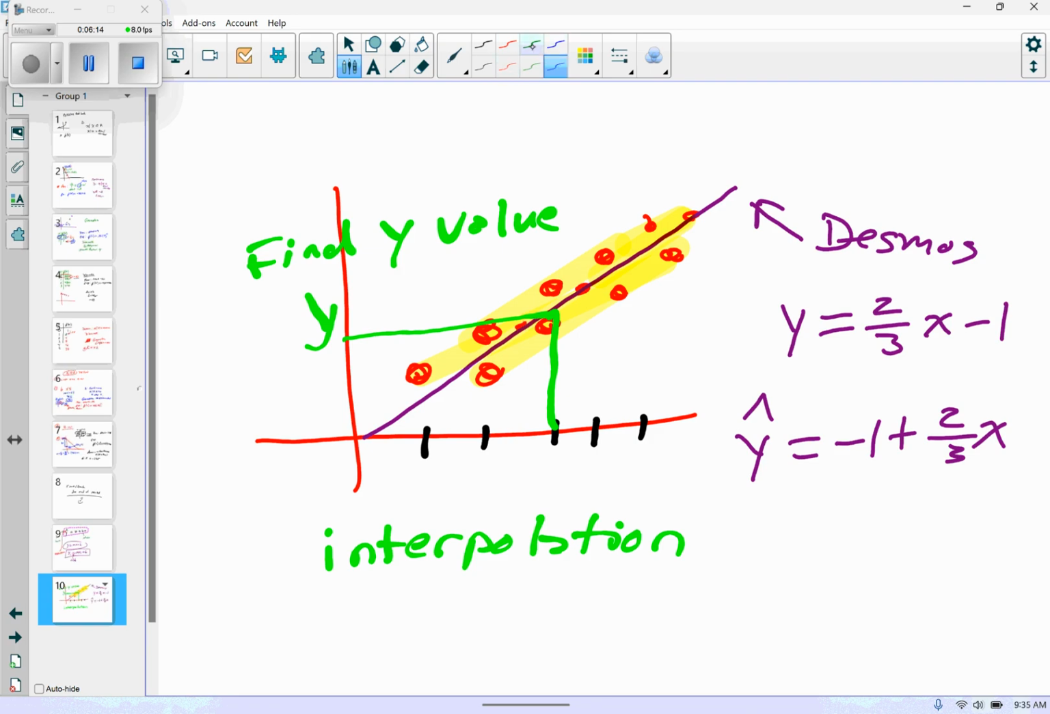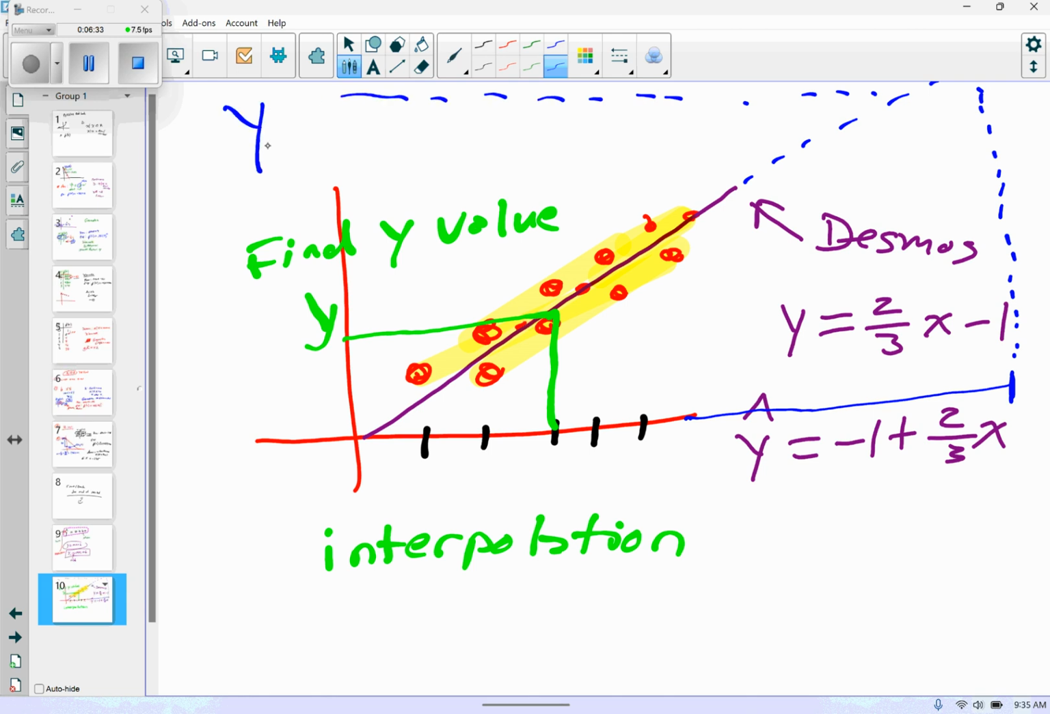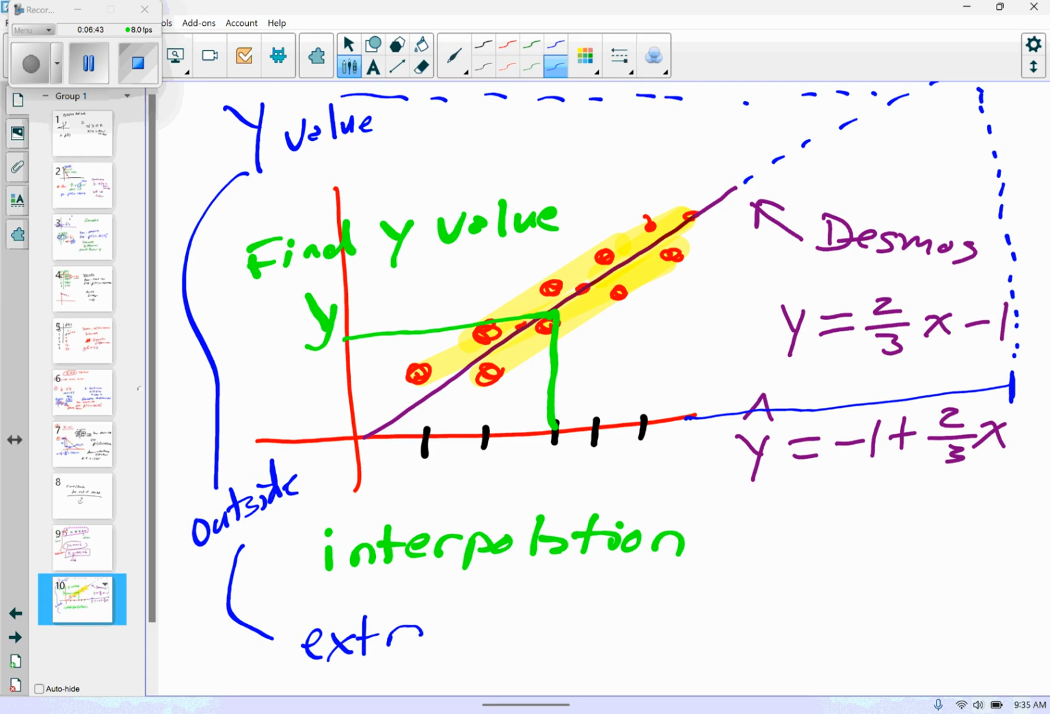Unfortunately, people who knew a little bit about math might have taken an x value way out here, and they're like, oh, because my line's a straight line, it keeps going and going and going forever. They actually think, oh, I can bring this over and I can find this y value, and this is outside of our data. And if it's outside the data, it is called extrapolation.